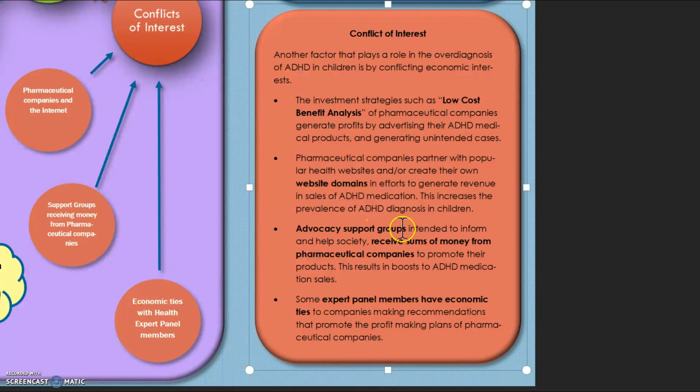Okay, and then there are these support groups. There's a very popular one. What is the name of this? Well, I'm going to read this. It's advocacy support groups intended to inform and help society receive sums of money from pharmaceutical companies to promote their products. This results in a boost to ADHD medication sales.